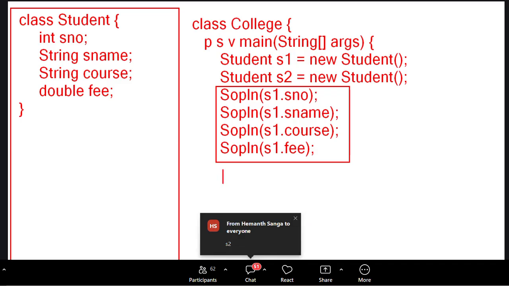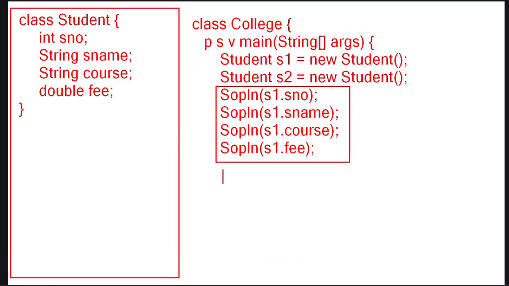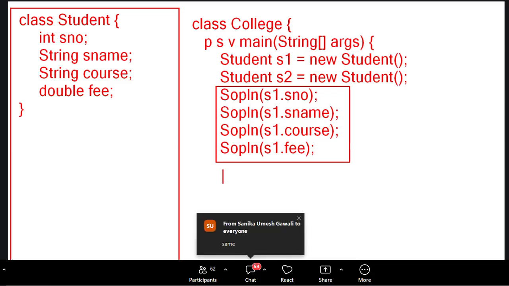What to do? Correct. Your statement is correct. Tell me confidently what to do. SOPLN. What is the meaning of SOPLN? S2.snvo, S2.sname. Write the same code. Yes or no? Different code or same code? Write the same code with the S2 object. That is the statement you have to tell. Tell me what you write.